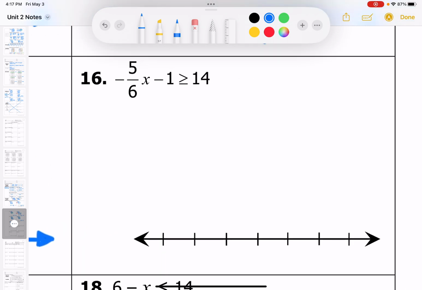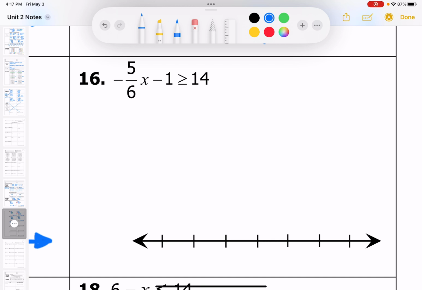All right, number 16, -5/6x - 1 ≥ 14. So I need to get -5/6x by itself. So I have to move this negative 1 to the other side. So I'm going to add 1 to both sides. So that leaves me with -5/6x ≥ 15.